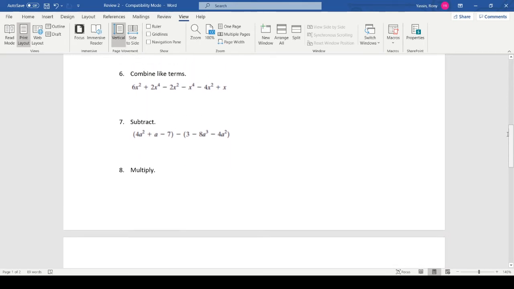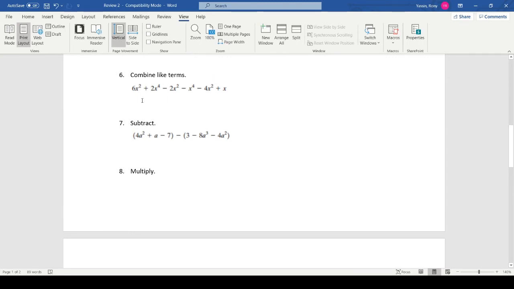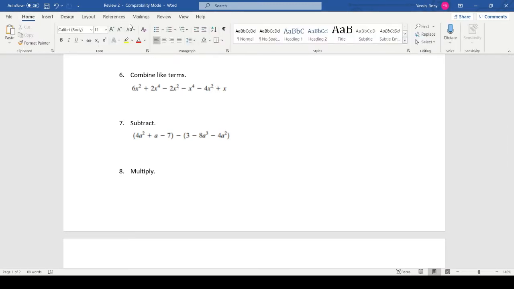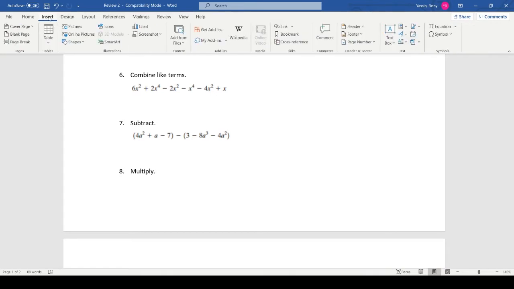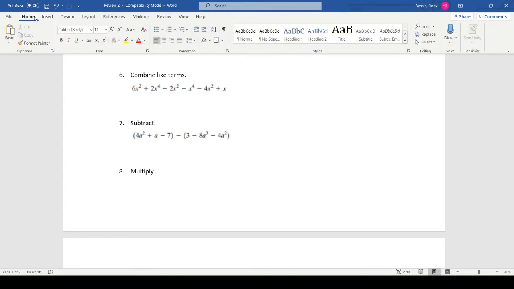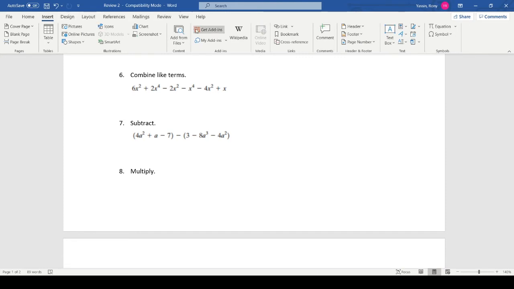Okay, so number 6, combine like terms. So you have 6x to the second plus 2x to the fourth minus 2x squared minus x to the fourth minus 4x squared plus x. Okay, so for this, you need to remember to match up like terms. So the first thing you should do when you look at this problem is find the like terms. So let me give you some shapes to work with here, if I can find them.